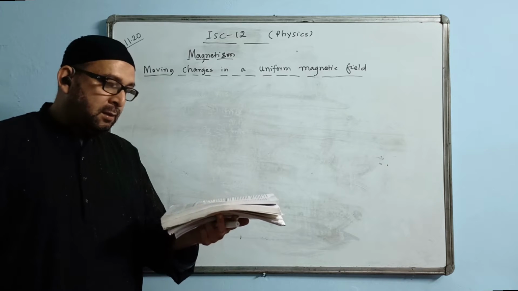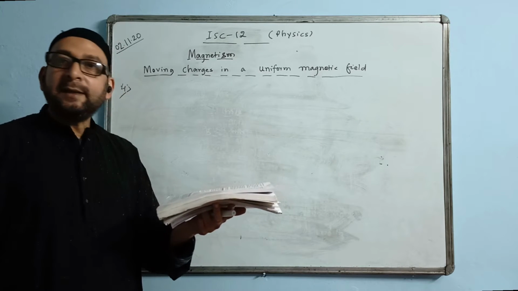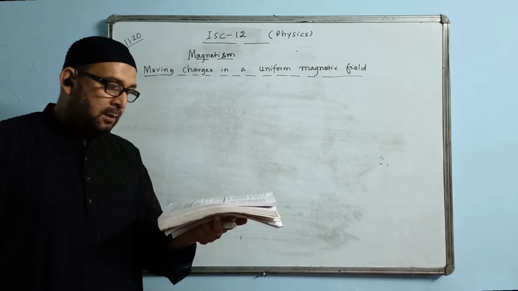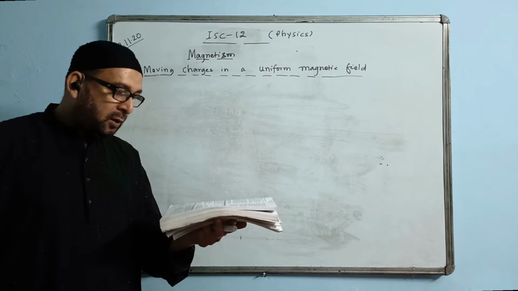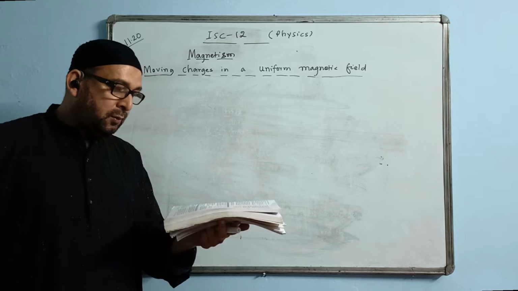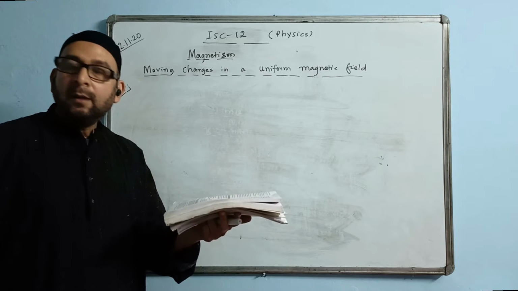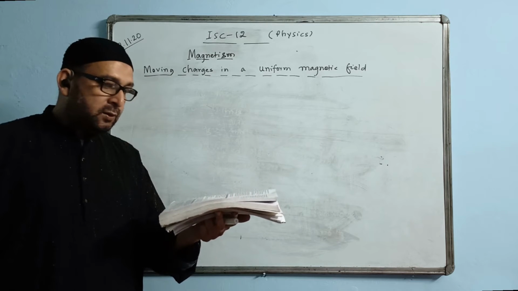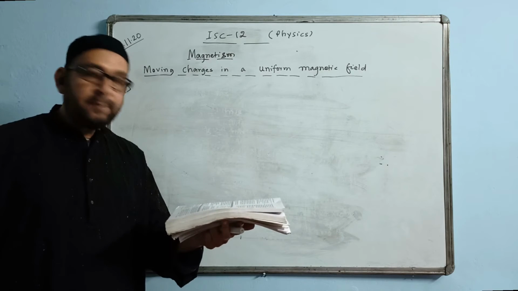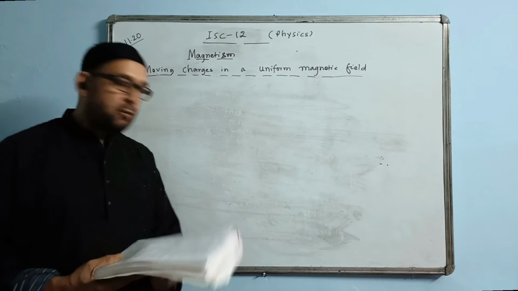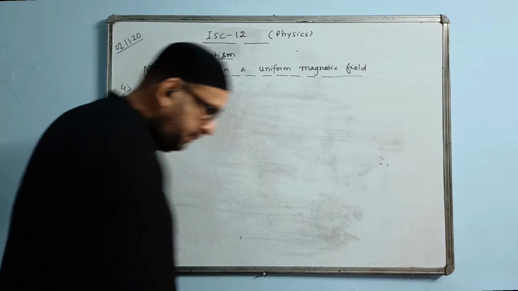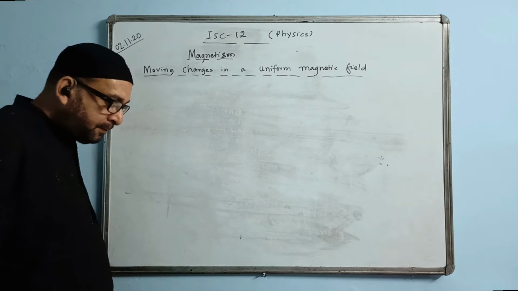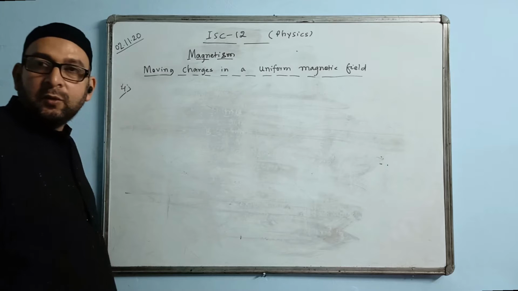And then second part B: What magnetic induction will cause the electron to move on a circular path of radius 1 meter? So that is the question.